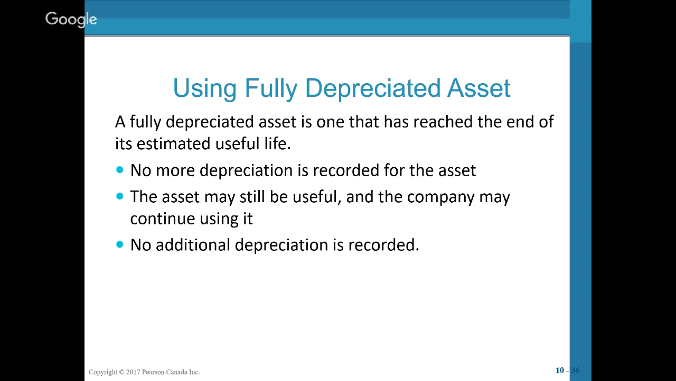What if you're using a fully depreciated asset? Well, some businesses will continue to use an asset for a long time, even after it's fully depreciated. Maybe you completely misestimated how long you planned to use the asset for. Well, here you don't keep depreciating it, but you do show it at its cost, and you show the full amount of accumulated depreciation, so it's clear that you're continuing to use the asset.